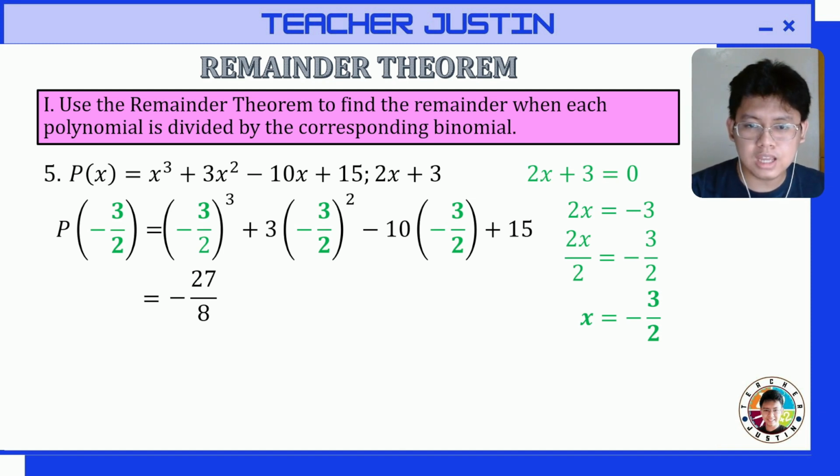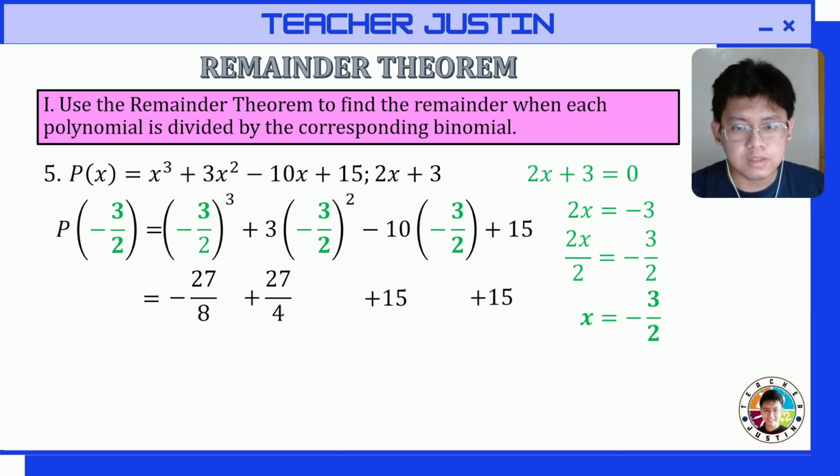Next, we have 3 times negative 3 over 2 squared. So, negative 3 over 2 squared is 9 over 4. Multiply natin si 3. That will give us 27 over 4. Next, negative 10 times negative 3 over 2 will be positive 15. And then we just copy 15 then.